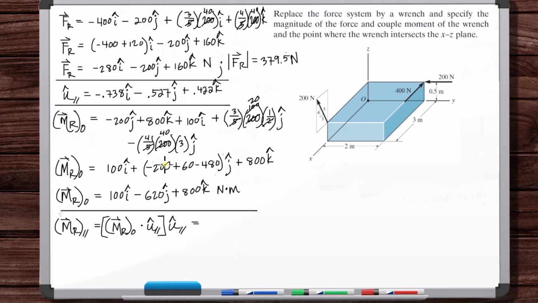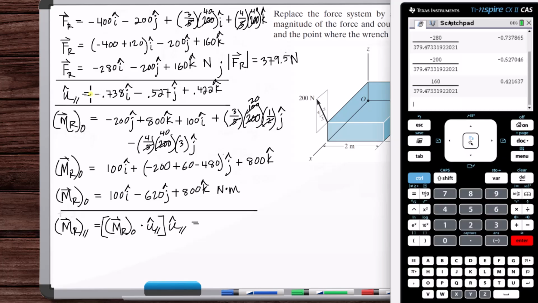So dot products are easy. Let's do the dot product, the resultant couple moment dotted with the unit vector in the parallel direction. That's just 100 times minus 0.738 plus minus 620 times minus 0.527 plus 800 times 0.422. That's 590.5.